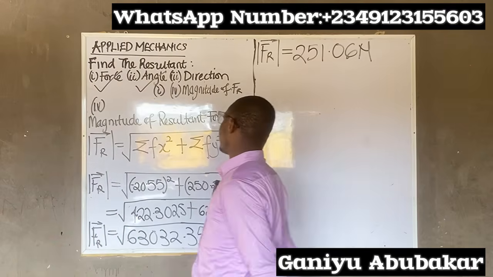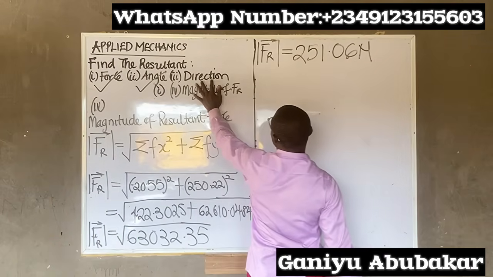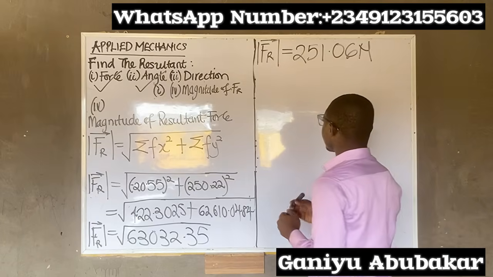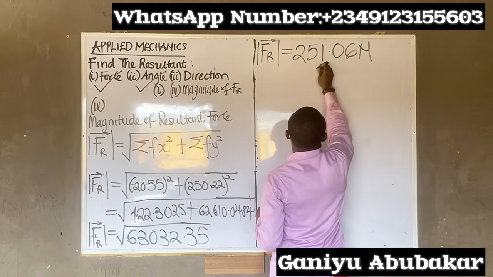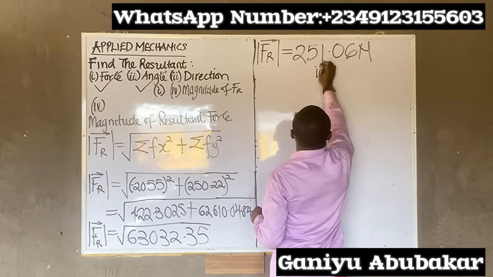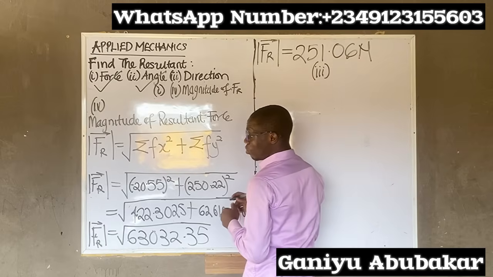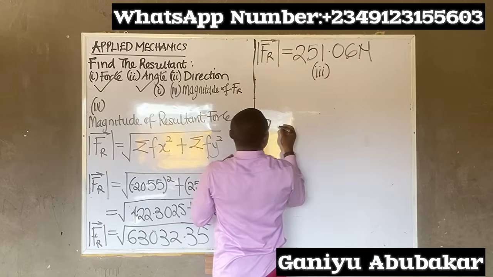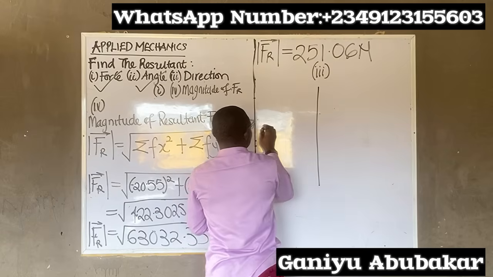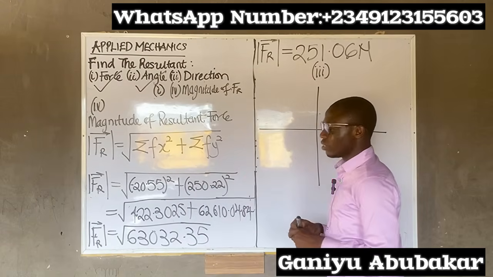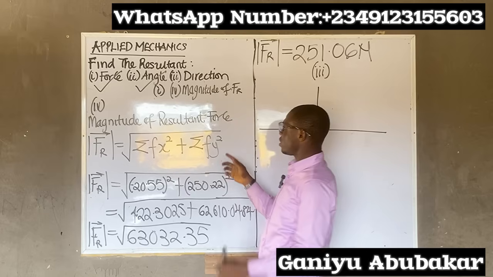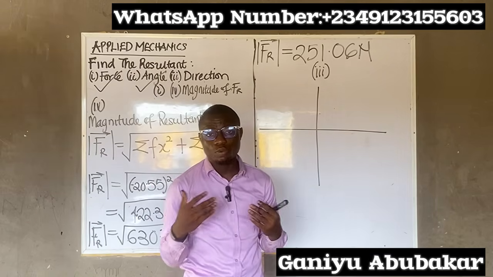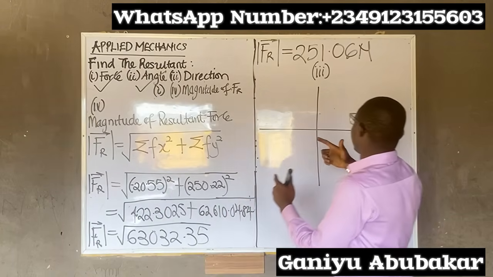Finally, let's find the direction. We're asked to draw the direction like the diagram of that question. So for direction, what do we know? First, I have my quadrant this way. If I resolve that question, what will be the direction from the question there? It's easy, as we said.